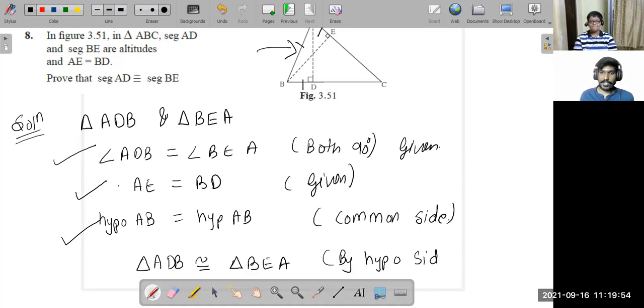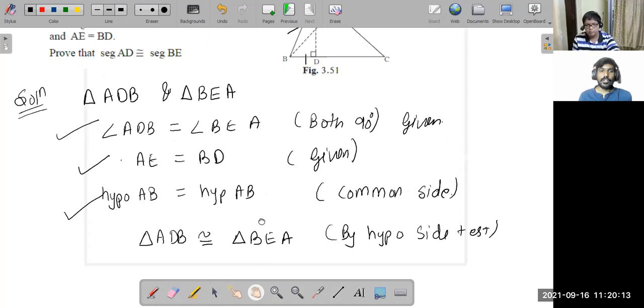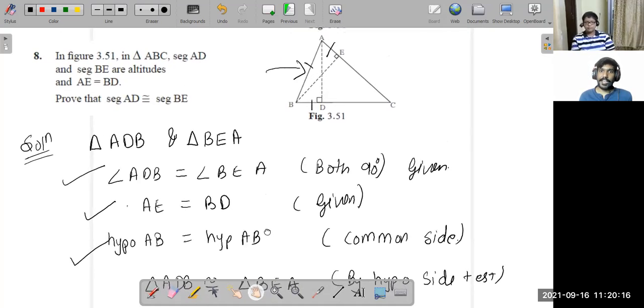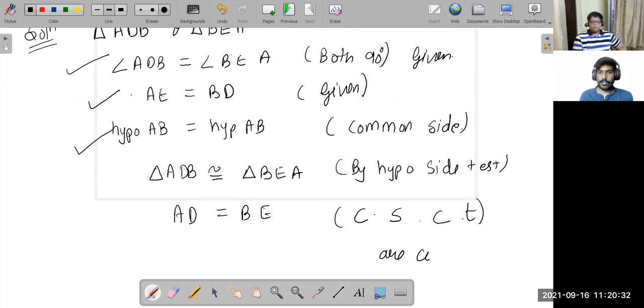hypotenuse side test. Now, two triangles are congruent to each other, and I've always told you when two triangles are congruent, all of their sides and all of their angles will be congruent to each other. Yes or no? Yes, sir. So in these two triangles, AD and BE will be congruent to each other. AD will be equal to BE. The reason: corresponding sides of congruent triangles are congruent.